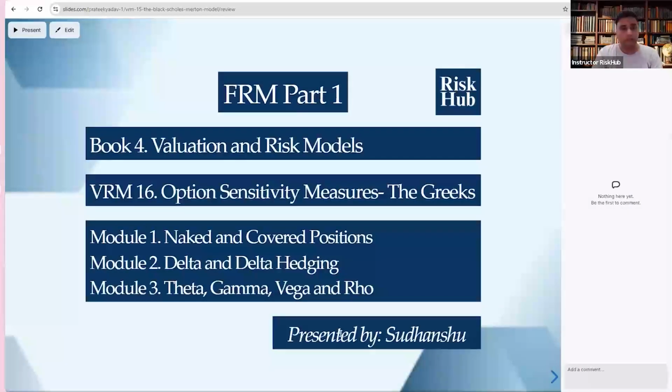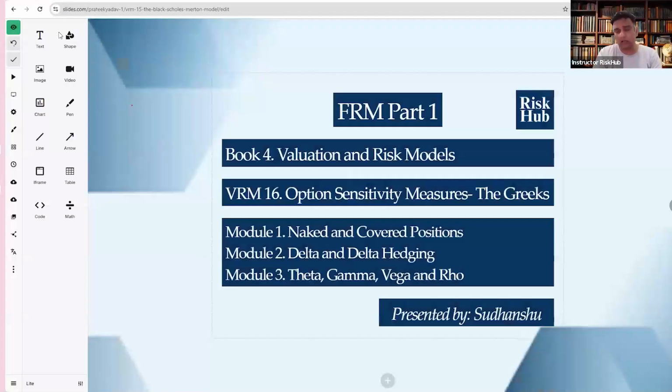Option sensitivity measures: the Greeks. Fine. This is the last chapter of your syllabus, guys. But last does not mean that it is easy. Neither does it mean it's too hard. Neither does it mean it's not important. It just means that this is a chapter which is using a lot of concepts together, right?